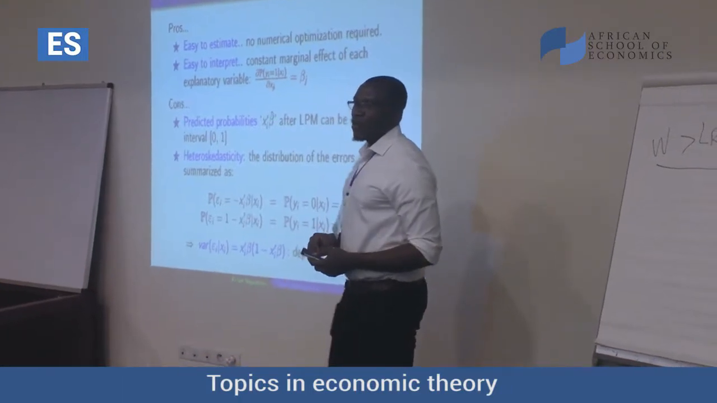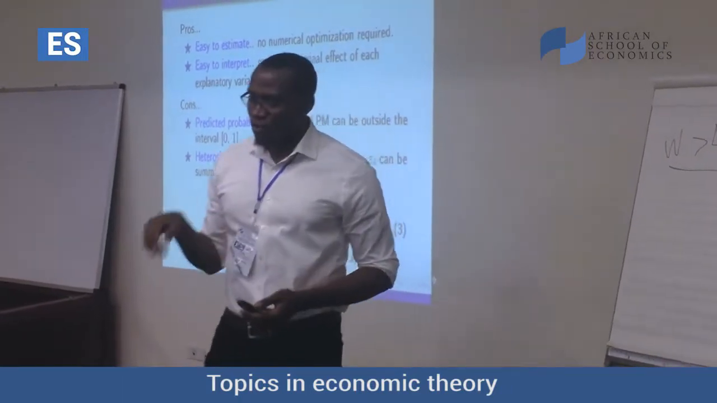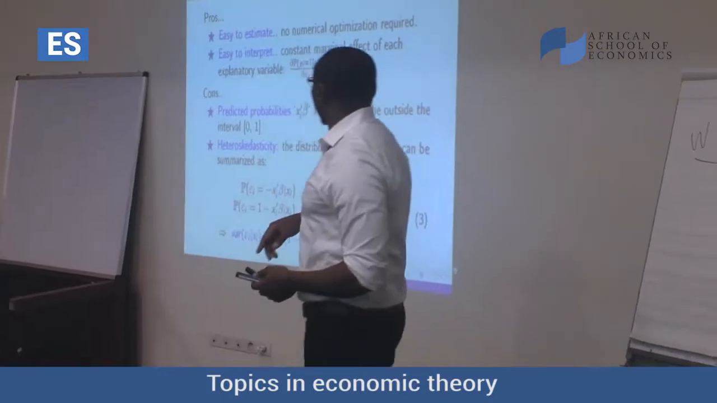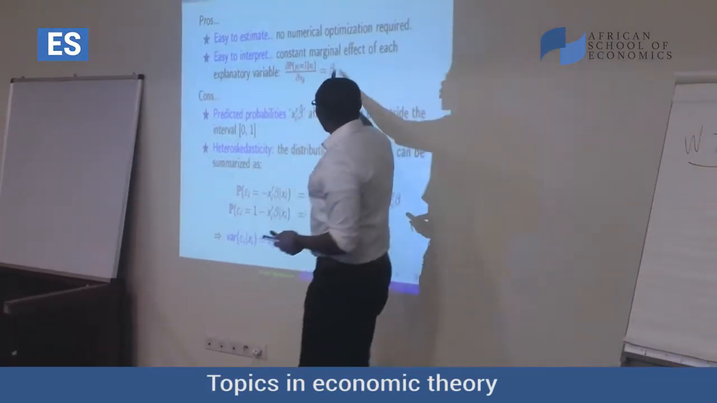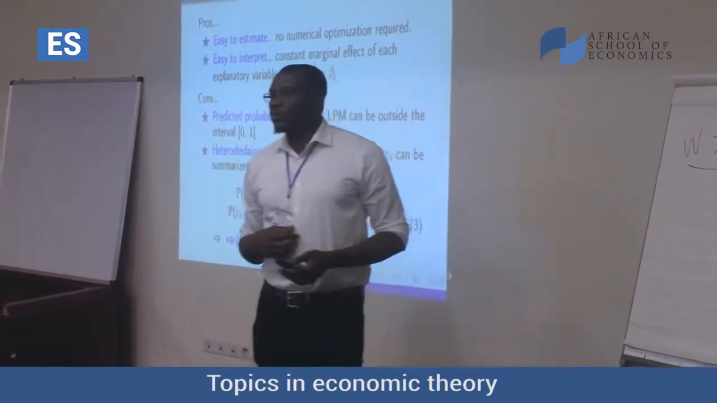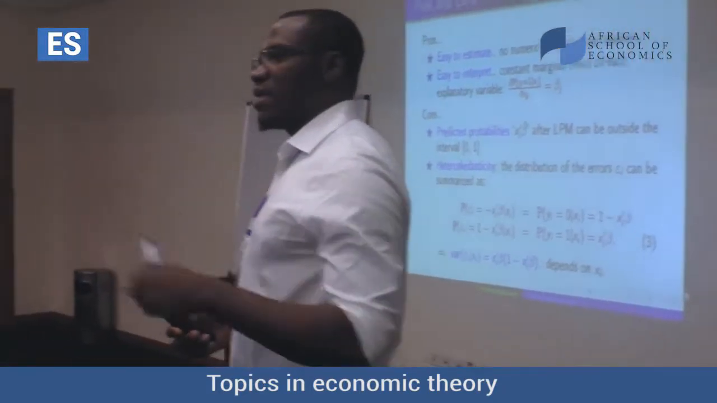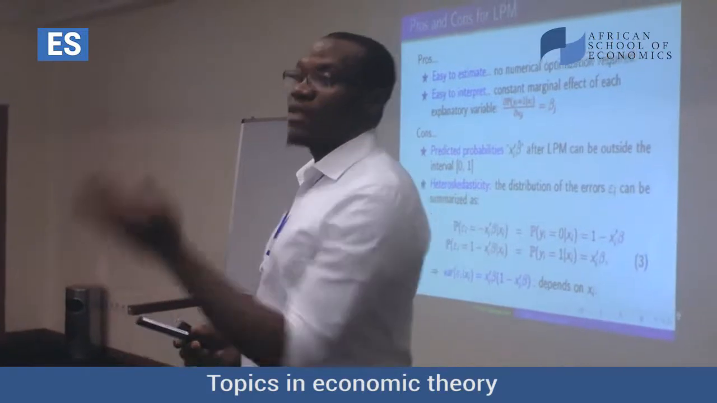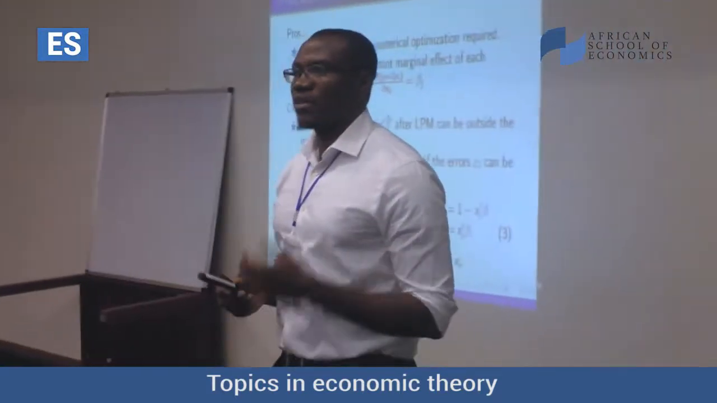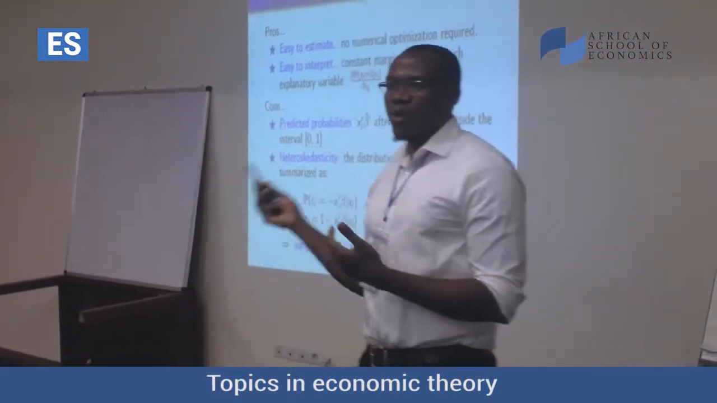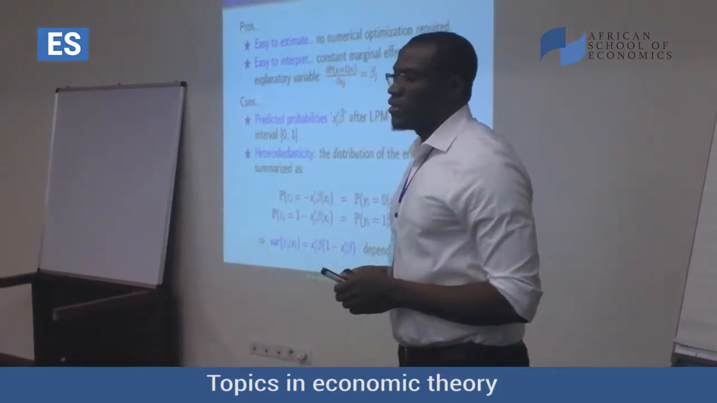So for example, if you have the probability of becoming formal or informal, and you're looking at education, the coefficient of education tells you the probability that you become formal for one additional year of education, right? It really gives you the number that you want, and that's why this linear probability model is interesting.